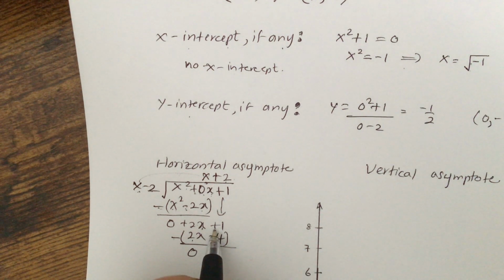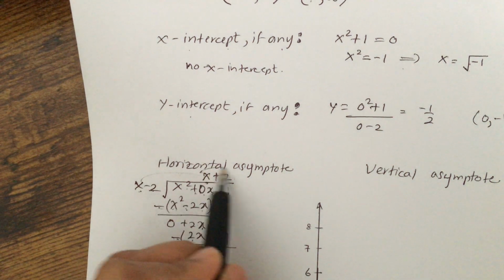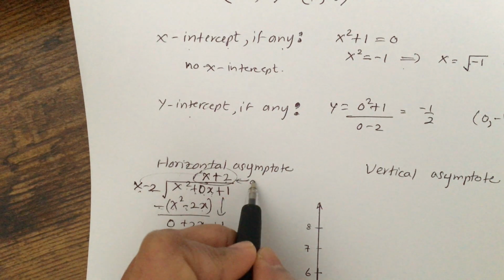Here you have positive 1, minus negative 4, which is positive 4, so positive 1 plus 4 equals positive 5. Okay, so we have to look at the quotient. This is your quotient, right?